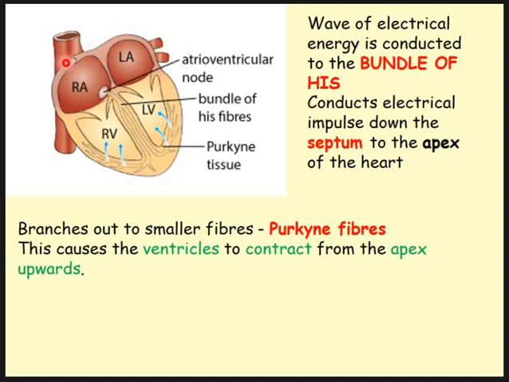Okay, so to go through that again: SA node impulse initiated, travels all over the atria, collected at the AV node, held there momentarily, passes through the bundle of His, down to the bottom of the heart, the Purkinje fibres, and then back up the ventricles, causing the heart to contract and push blood up and out of the heart. Okay?